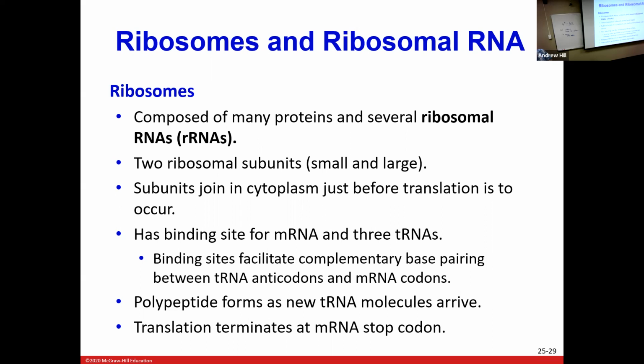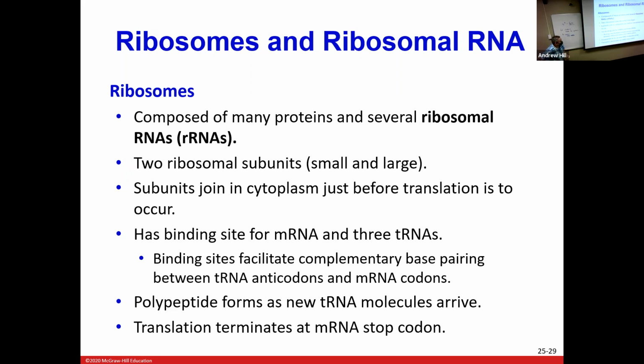Now they don't come out as a complete ribosome. They actually come out as the two subunits, large and small. Each will come out individually through the nucleopore, and then that final step of assembly, we're going to talk about, actually occurs in the cytoplasm. And so that might be what you're thinking about, right? So we'll see that in a second. But what I was talking about is the earlier step, where you actually make the ribosomal subunits, and that occurs in the nucleolus. Okay, so subunits join in the cytoplasm just before translation is to occur.